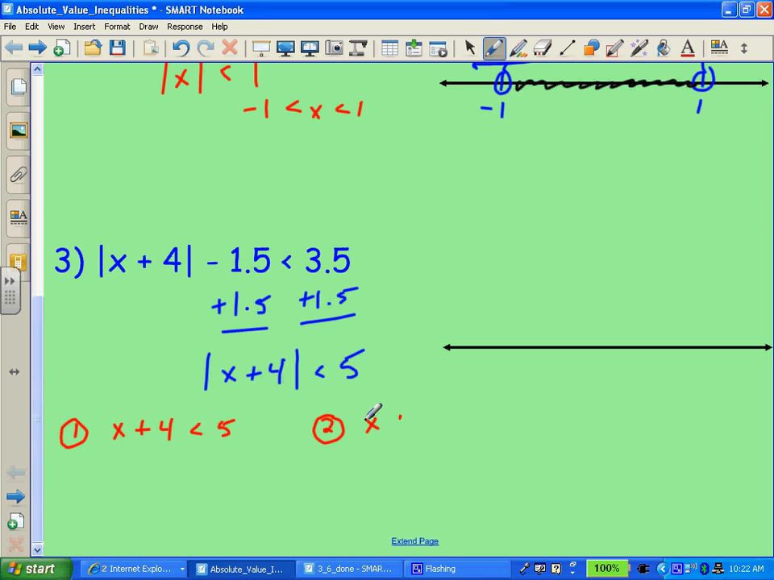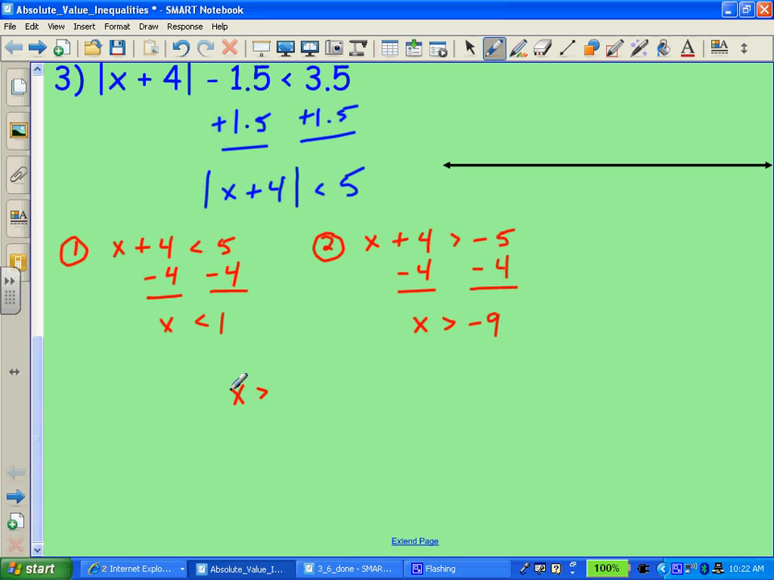Second case here, x plus 4 greater than negative 5. I've got to flip my sign, make the answer negative. So now what I have to do is solve for x. So I'm going to subtract 4, subtract 4. So I have x less than 1. Subtract 4, subtract 4. X greater than negative 9.